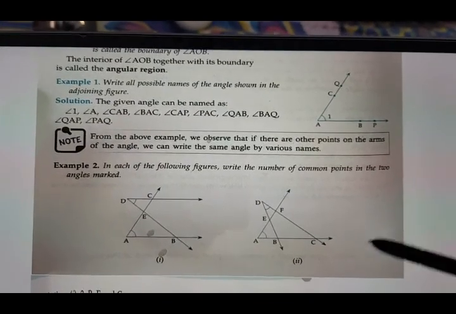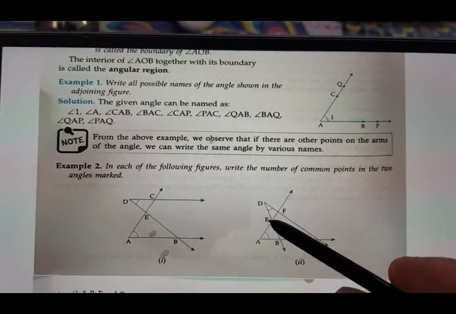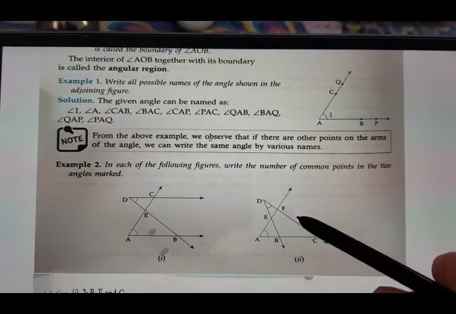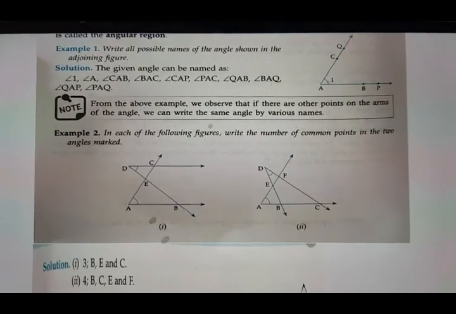In the same way, can you find now? It's very easy. Four points you find. 1, 2, 3, 4. Four points are here: E, F, B and C. So these are the examples.